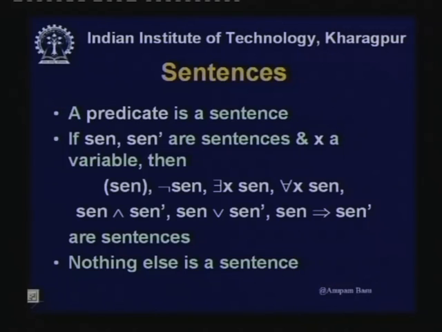Now, let us just do this. A predicate is a sentence. Any predicate is a sentence. If SEN is a sentence, then SEN's complement is a sentence. Okay. And x is a variable, then within parenthesis this sentence is a sentence, complement of a sentence is a sentence. There exists x, sentence is a sentence. For all x, sentence is a sentence. Sentence and all sentences connected with and or implication are sentences. This is and nothing else is a sentence.